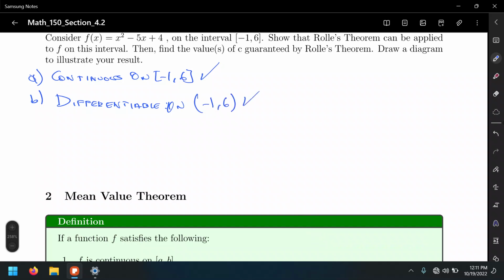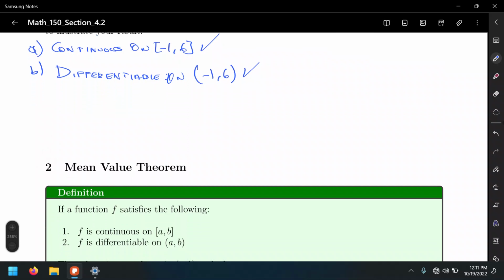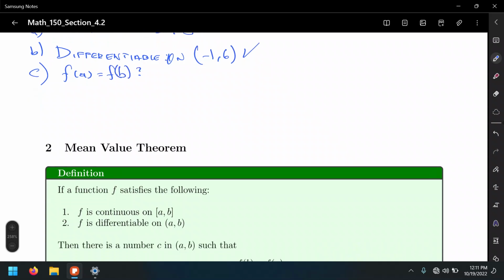All right, so yes, it's differentiable in that interval because this is a polynomial again, and between -1 and 6 we don't have any jump discontinuities, any vertical asymptotes, holes, you know. Letter C is f of a equals f of b. In other words, is f of -1 equal to f of 6? Okay, let's find out. Let's do the calculation.